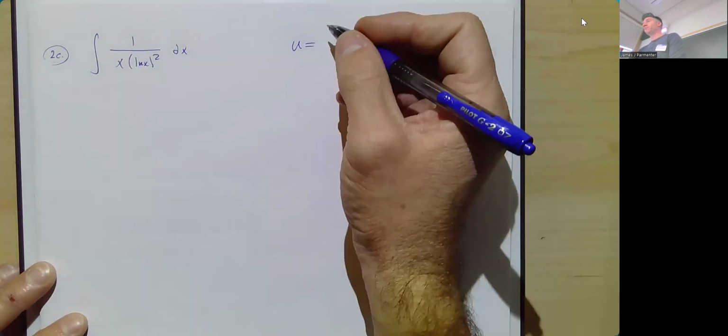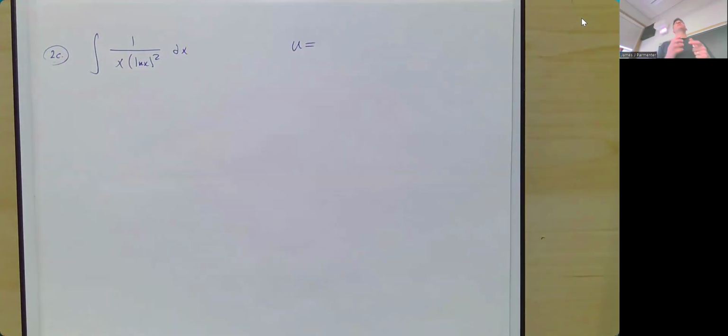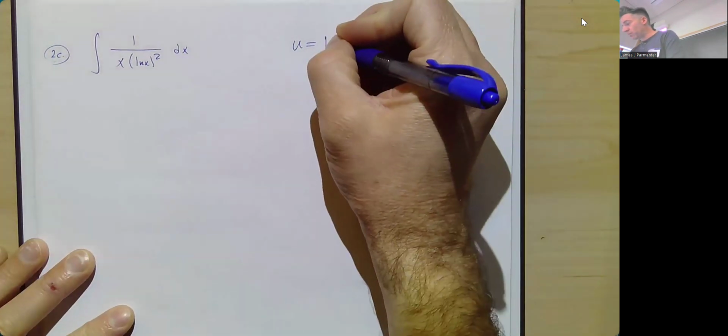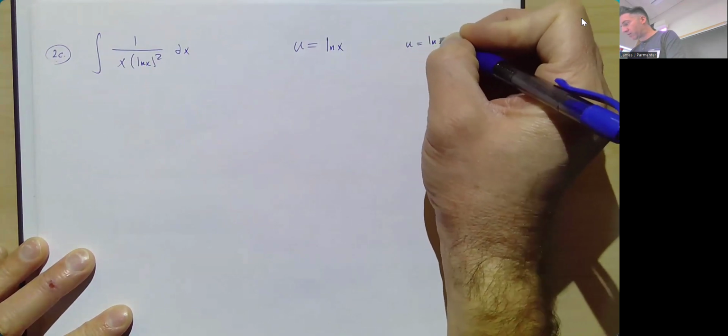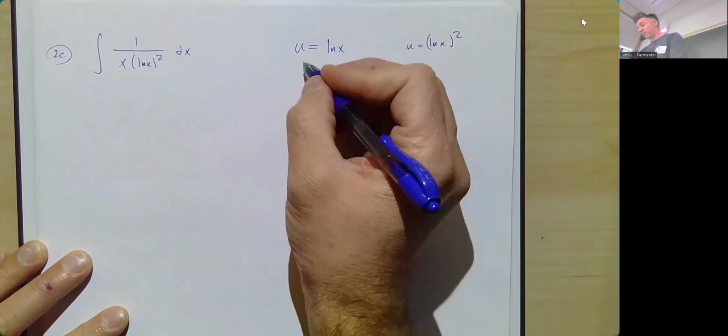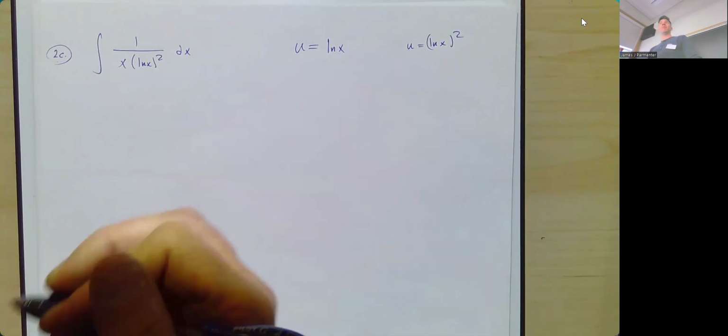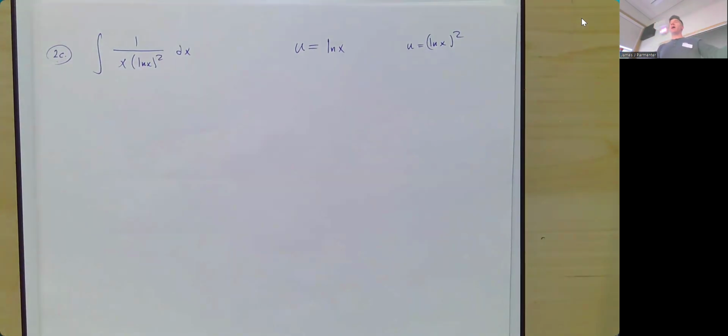So here's what I would say generally. I would always start with a simpler choice for u versus a more complicated choice for u. So if I had to choose between letting u equal the natural log of x or letting u equal the natural log of x quantity squared, I would make this choice here because it's the simpler of the two. And then if that doesn't work out, go on to the more complicated thing.